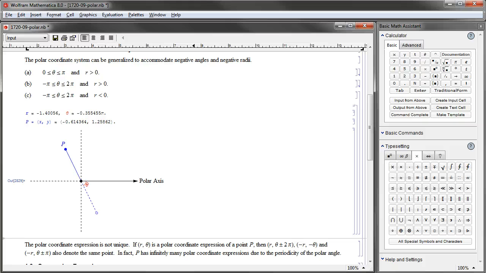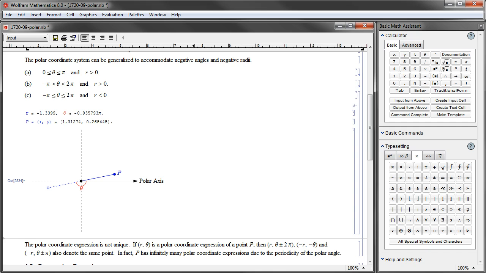This is the way things go. We get the position by theta value. In this case, theta value is negative 0.355 something pi, so we go over to the fourth quadrant. And then r value is negative. Consequently, we move not 1.40056 in that direction, but in the opposite direction by the same amount, consequently generating this point P in the second quadrant, in this particular example.